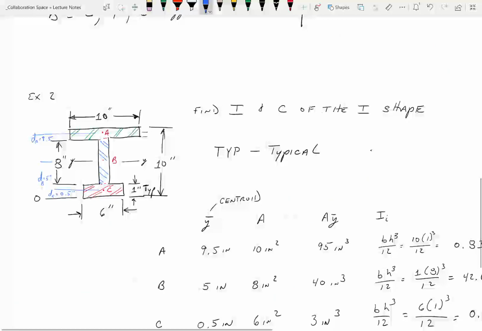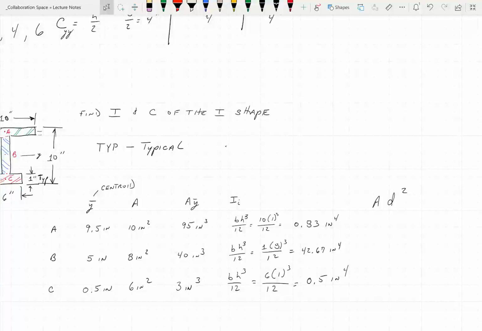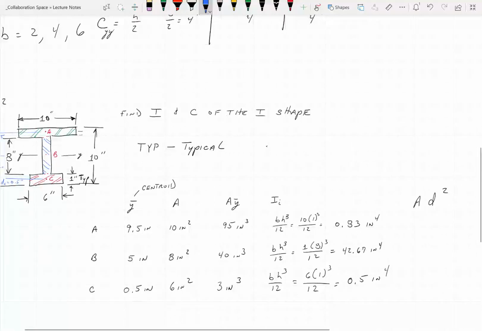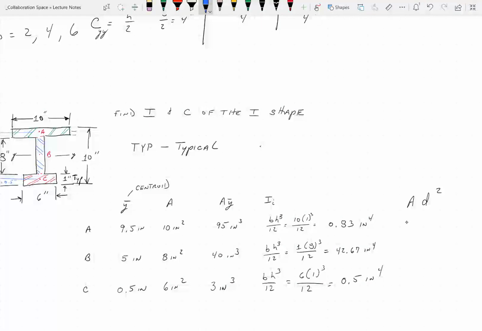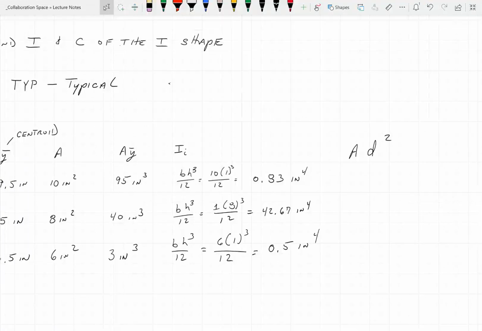Yes? Okay. So over here to this last column, AD squared is now going to be A, which is the top one. I'm going to do it mathematically here, so the 10 inches squared, let's write that so you can see it. So 10 inches squared is the area, and I'm multiplying it times 9.5 inches, and I'm squaring that, okay? So it's not 9.5 square inches, it's 9.5 inches squared. Good? Okay. All right, what's that number come out to?